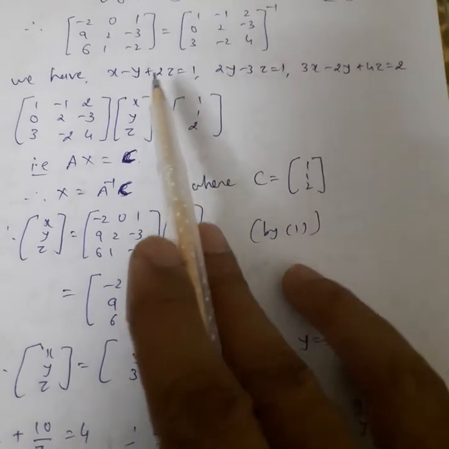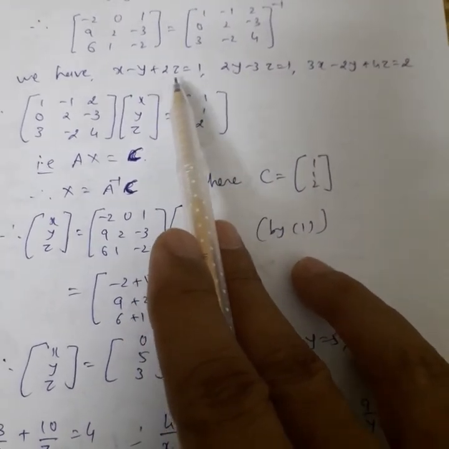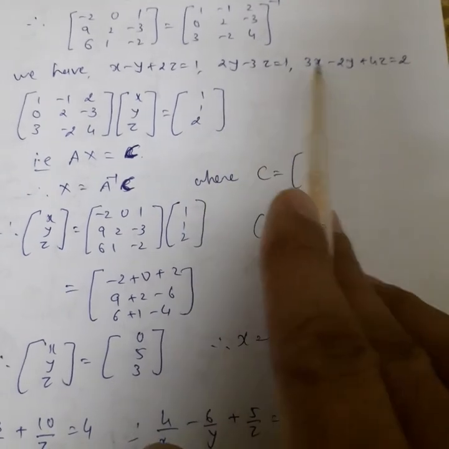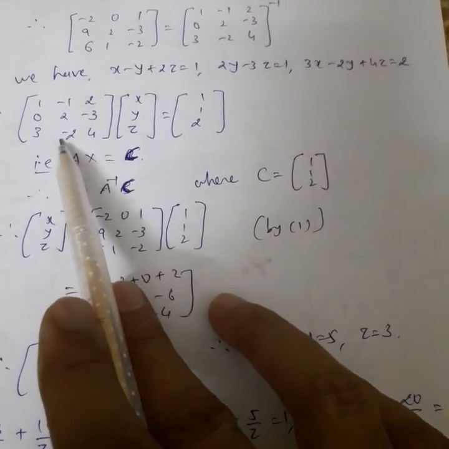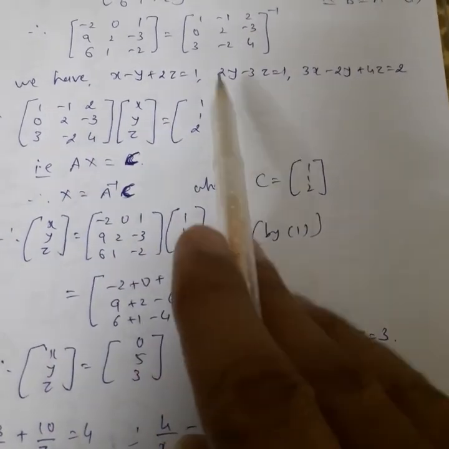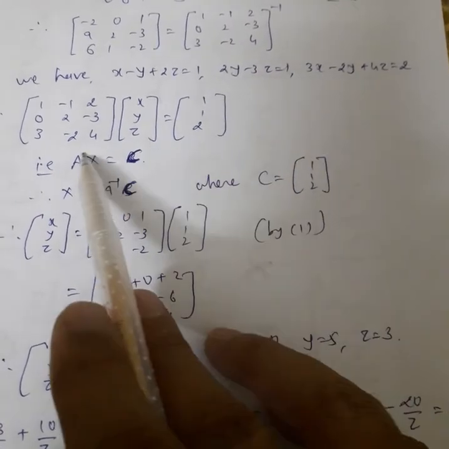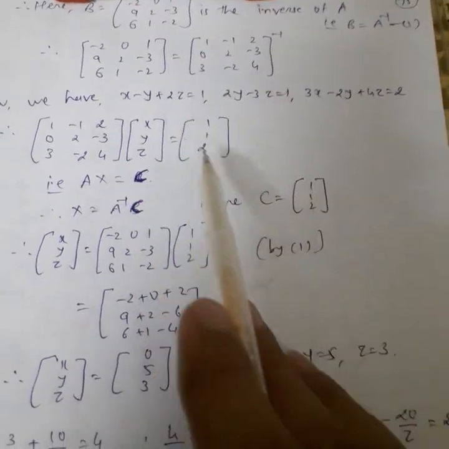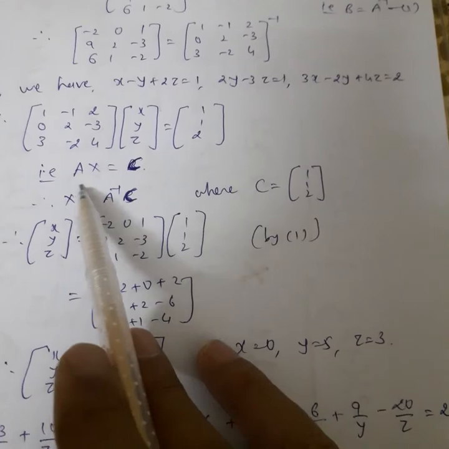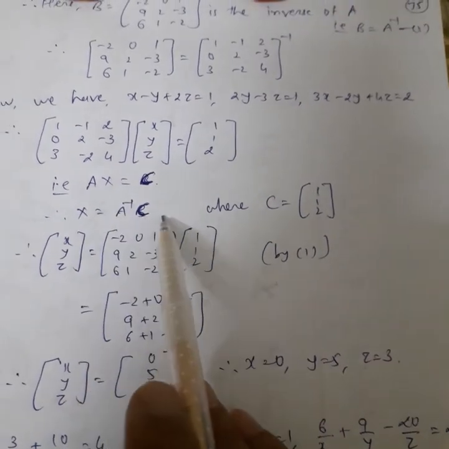So here the coefficients of the variables 1, 1, minus 1, 2, 0, 2, minus 3 and 3, minus 2, 4, that is the matrix A. Ax equals B, right hand side 1, 1, 2, means here we consider B is the inverse of A, so we consider this matrix is C, means Ax equals C, so we get x equals A inverse C.